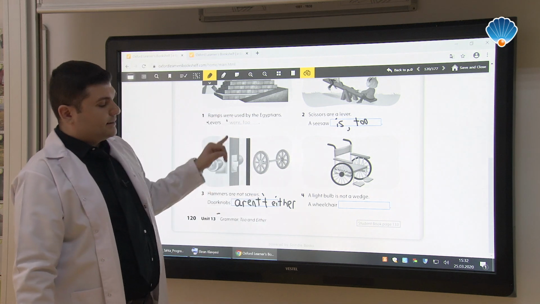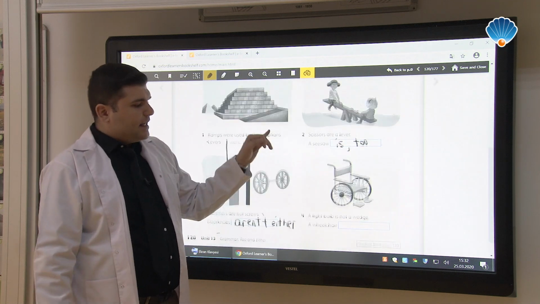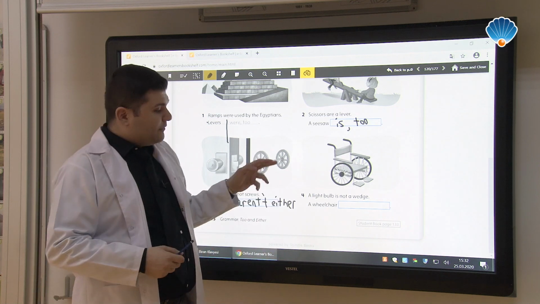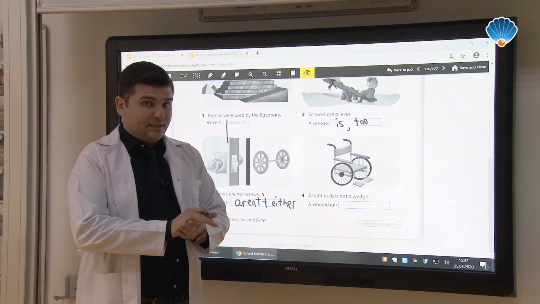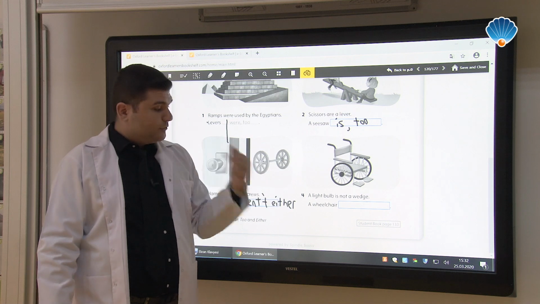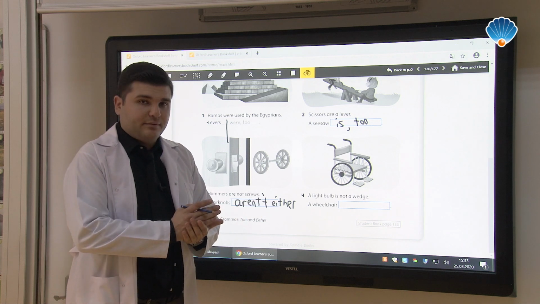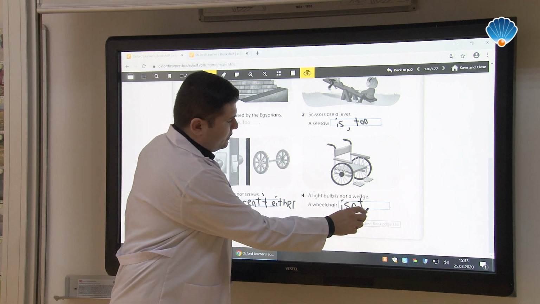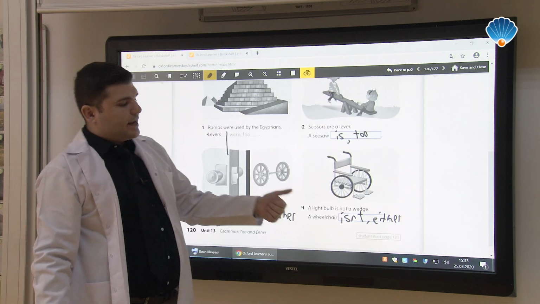And the last picture and the last example, we have one answer left, isn't either. And the reason is this is singular. It says a wheelchair. And I have to use either because the first sentence is a negative statement. A light bulb is not a wedge. So for the second sentence, I have to use, as I said here, isn't either, because the meaning is negative, okay? So I have to use isn't either. So please check your answers, okay?